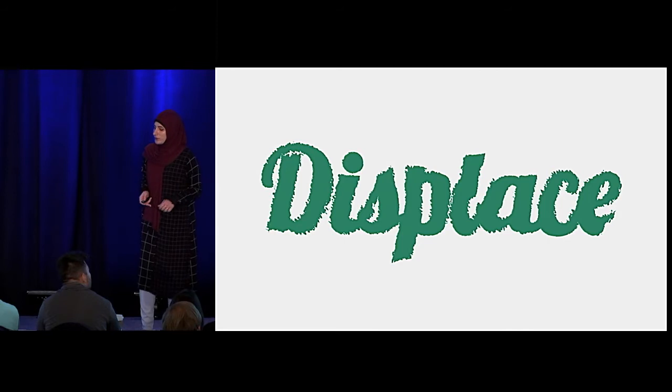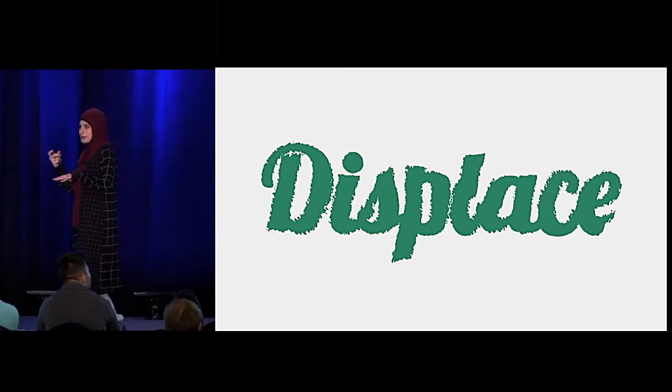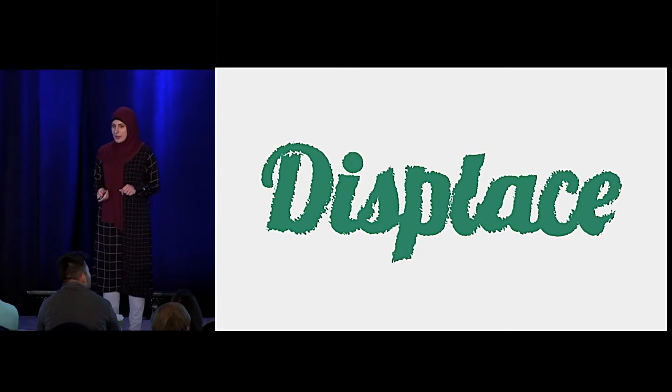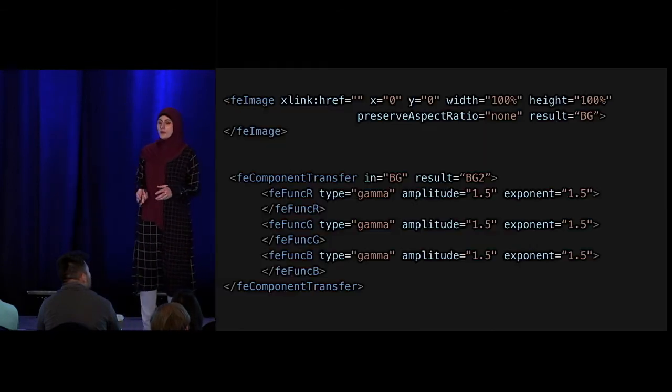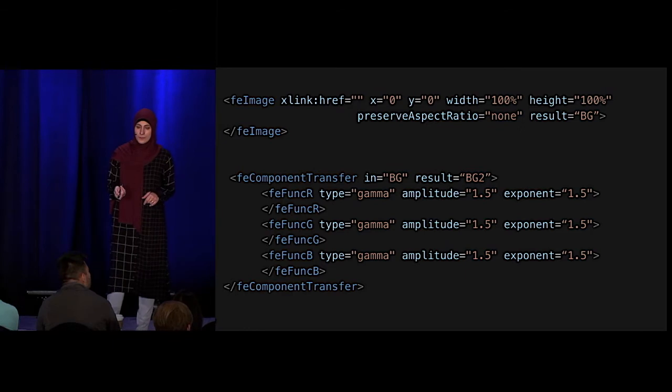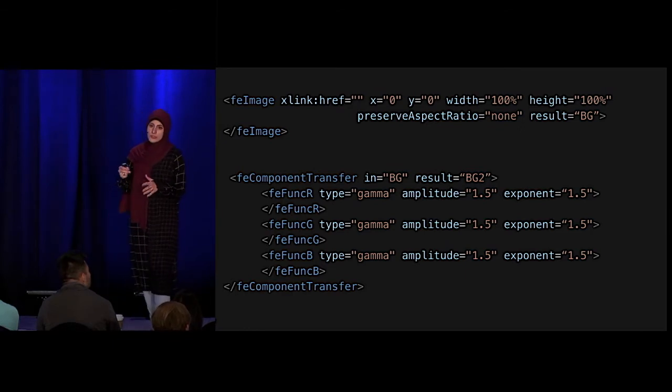Now, before I apply that image as a background to this text again, there's a little bit of enhancement that I want to make because the contrast in that image, I didn't really like it much. So in order to increase the contrast of my image that I'm going to use as a background, I get that image one more time. The first instance of FE image was used as a displacement map. Now I get that image one more time, and then I use the FE component transfer.